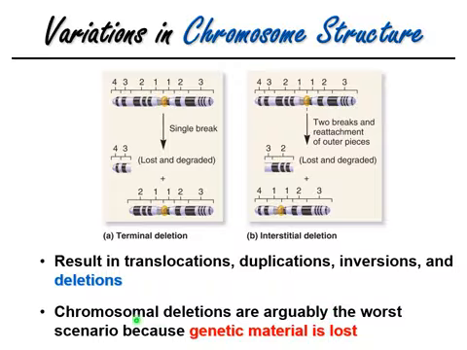Chromosomal deletions are arguably the worst scenario because genetic material is lost forever. It's gone forever. I mean, even in an inversion, however unlikely it is that it's going to break in the same two places, flip back around and go back in, at least that's still a possibility. Whereas with a deletion, that genetic material, once it's cut out, it's degraded. Key word here is degraded. And I can't stress that enough. Degraded means gone forever. Millions of years of evolution down the drain. So basically, I would say deletions are the worst.